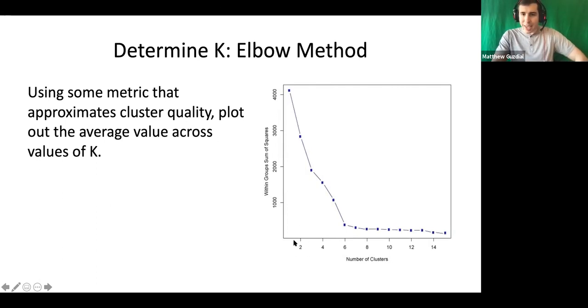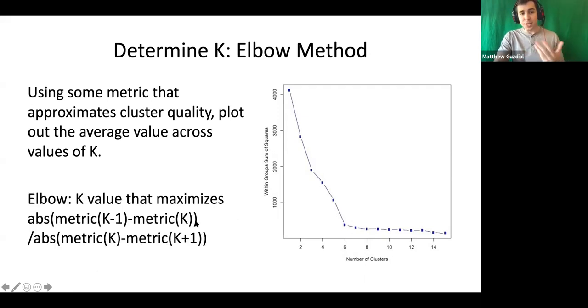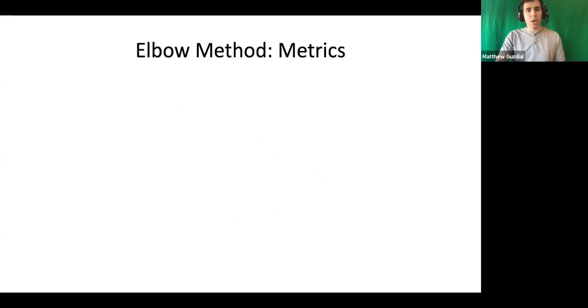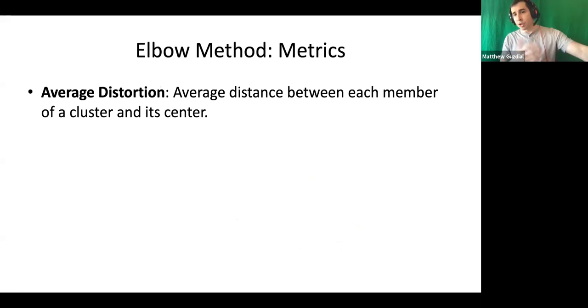But this represents a k of 2, so 2 clusters, 2 centroids, a k of 4, 4 clusters, 4 centroids, etc. And you'll see something that looks like an elbow, right? It's the instance where we go from the most drastic change to the least drastic change, or maximizing this equation. And this represents likely the best set of clusters according to this metric. In terms of metrics, you get things like average distortion.